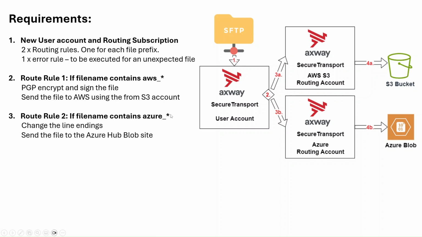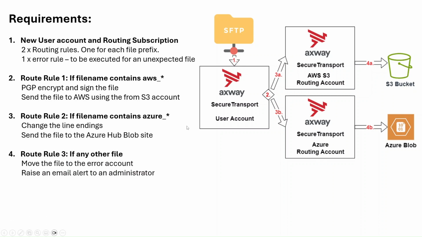If it's Azure underscore something, I'm going to change the line endings using a transformation step, and I'm going to send it to the Azure blob. The third rule is a catch-all. If I don't execute either of the first two, then I'm going to move this file to an error account and raise an alert to the administrator. Alright, so let's get into setting this up.